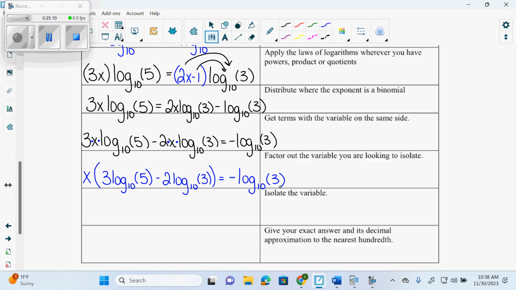My x is, some people get stuck here. They're like, I don't know what to do. How do I get an x by itself if this was just something sitting here? How would I move that over? Yeah, this is being multiplied, is it not? There we go. It's being multiplied, so I just divide that whole kahuna over.